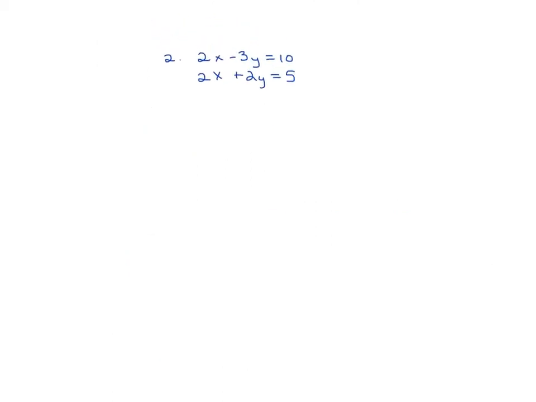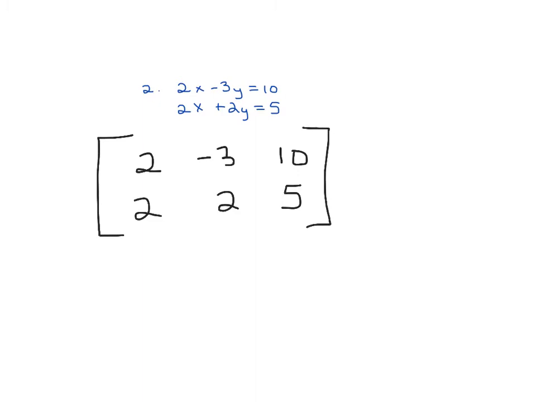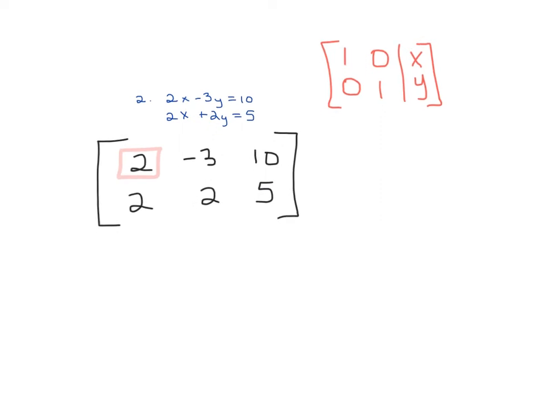So for the next one, we're going to set it up. We're only writing the coefficients. So 2, -3, 10, 2, 2, and 5. Now, notice this one, I didn't have the 1 to start with, so I need to change this 2 and make it become a 1. Because remember, our identity matrix needs to look like 1, 0, 0, 1, and then the numbers you get here are your X and your Y. So I need to change the 2 and make it a 1, and we've already decided that we divide to make it become the 1.